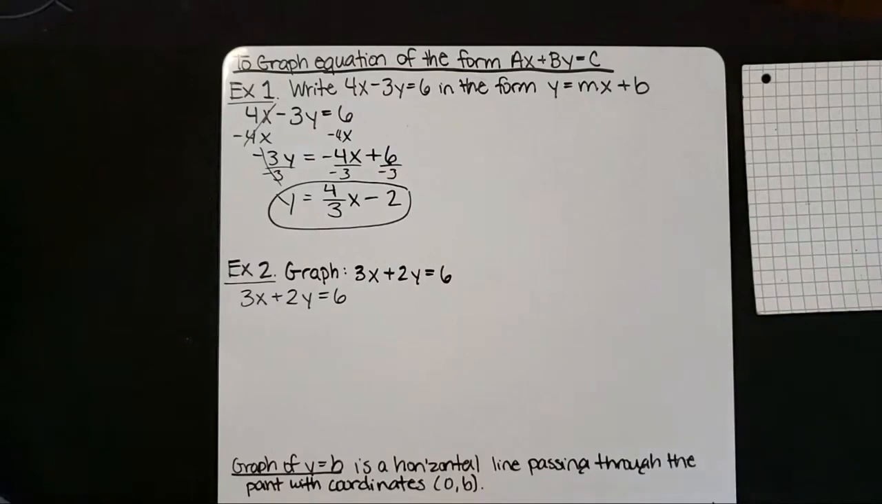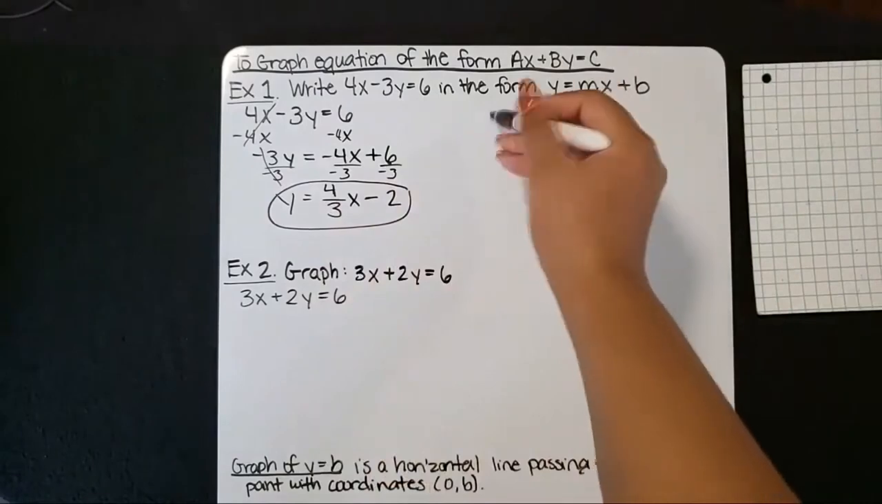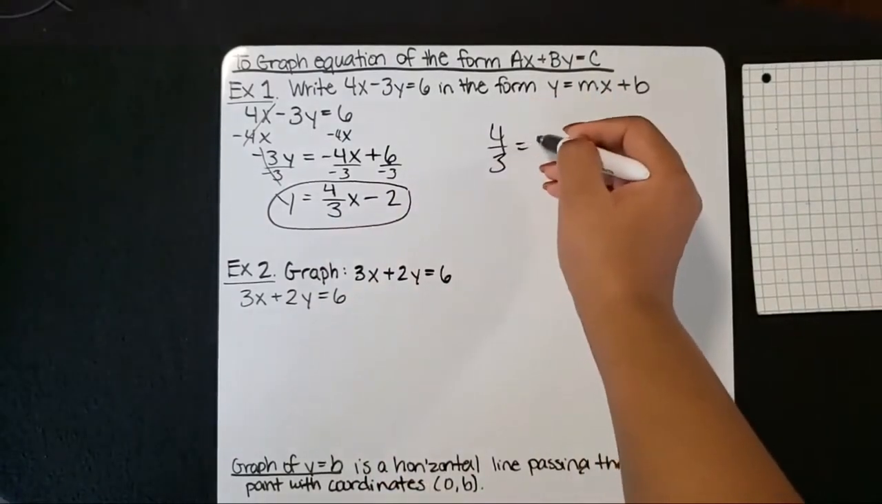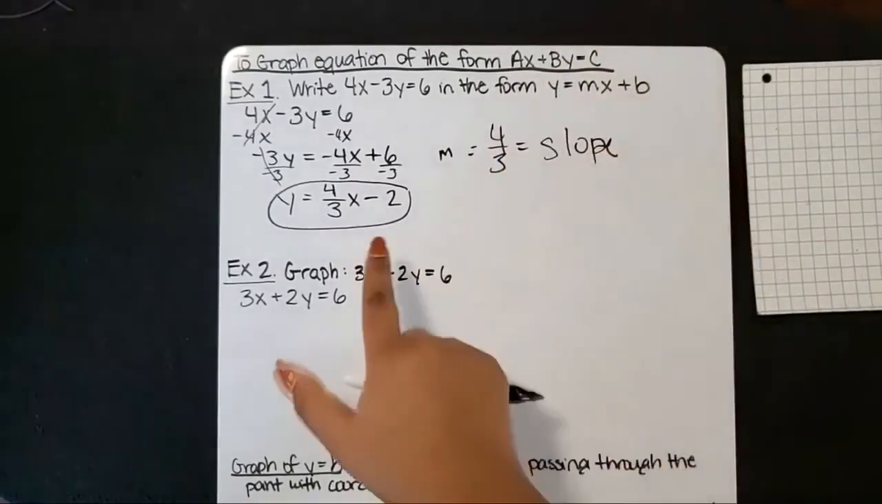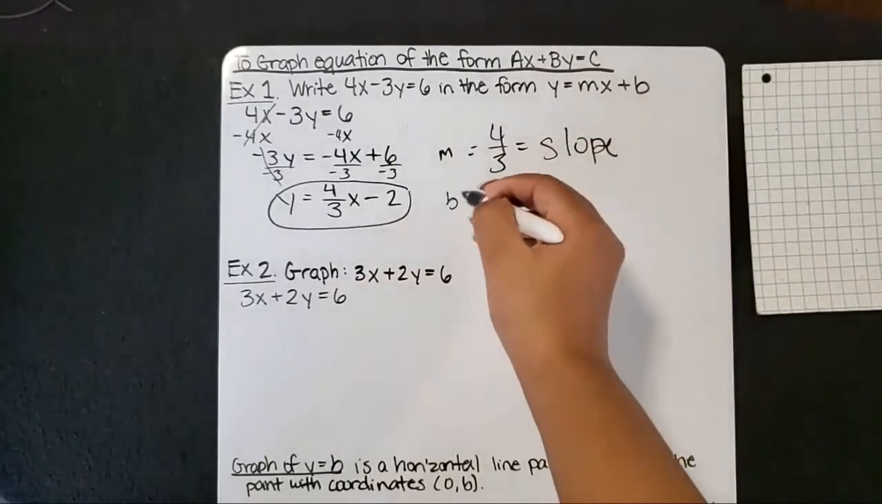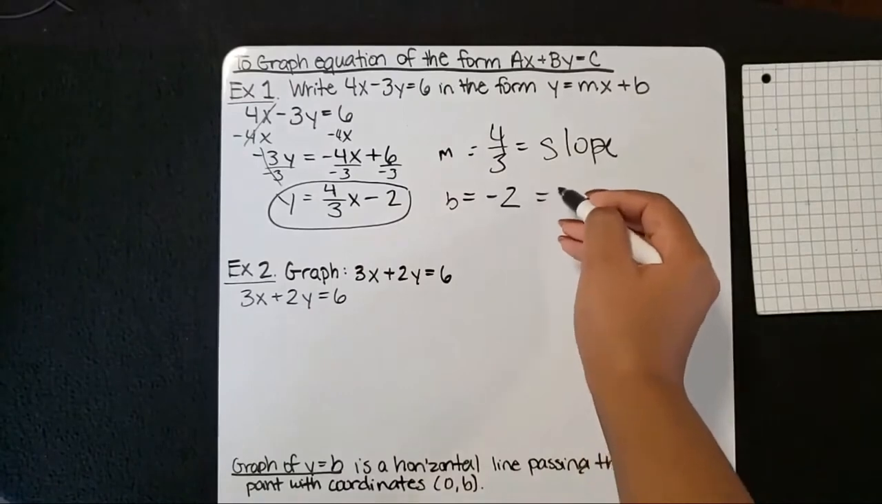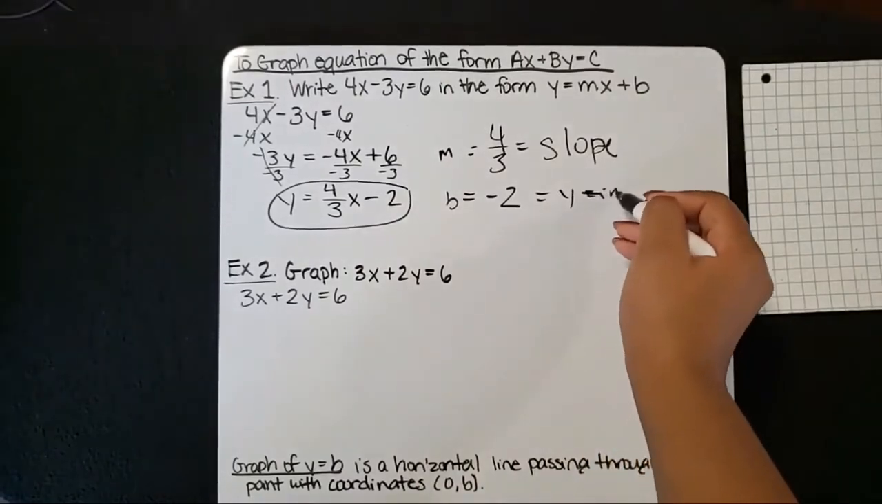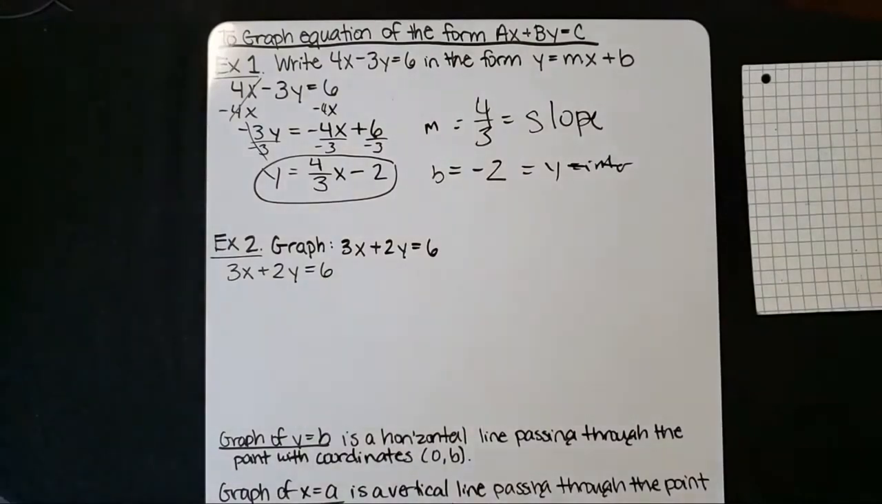And remember, m, which in this case is 4 over 3. That's the m, which is also the slope. And the b, in this case, the b is negative 2. And the b is the y-intercept. Okay, so that's going to be important information to remember when we start graphing using the slope and the intercept.